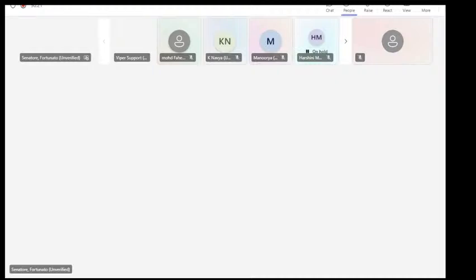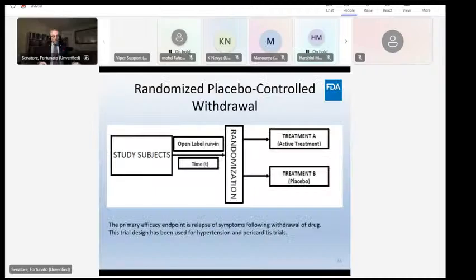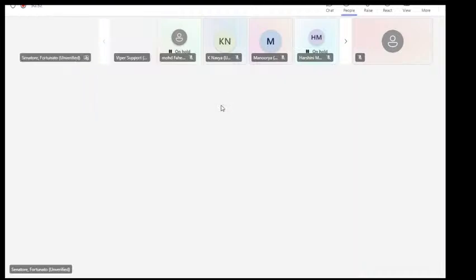This is a situation where everybody takes a drug and then they get randomized to either maintaining the drug or to be given placebo. That means they're taken off the drug. And once they're taken off the drug, whatever disease they had that got them into the trial, the symptoms will return. And when you have a return of symptoms when patients were randomized to placebo, and maintaining lack of symptomatology when patients were maintained on the drug, that difference represents the treatment effect. So the primary efficacy endpoint is a relapse of symptoms following withdrawal of a drug.